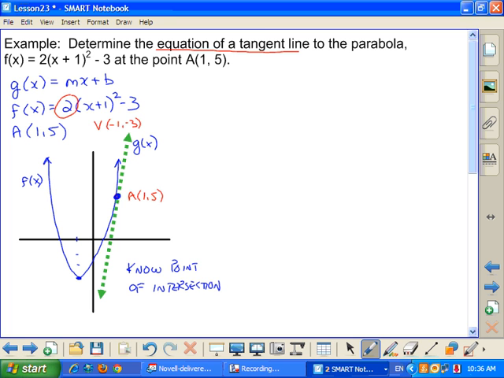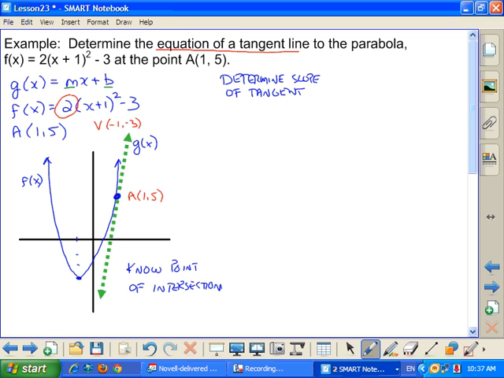What do we do now? So the answer is we've got to find m and b. Okay? We need to find the slope and the y-intercept for our line. Well, I can't find the y-intercept until I know the slope because I don't know how steep this line is going to be. So we've got to find slope first. All right. So determine the slope of the tangent.